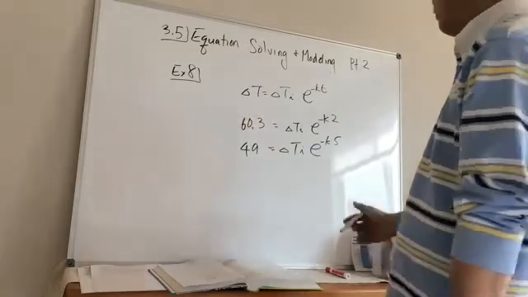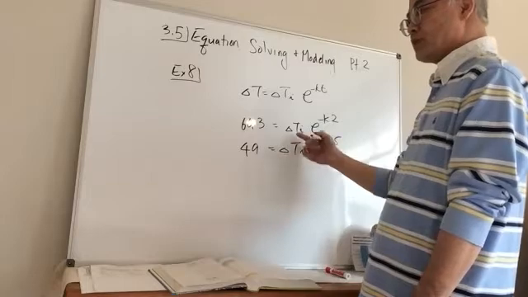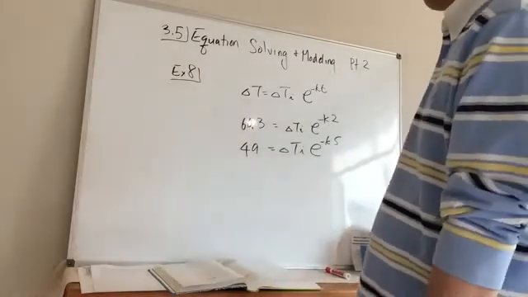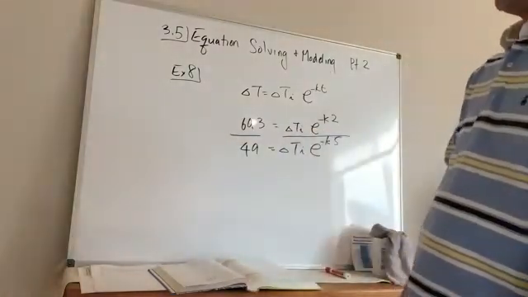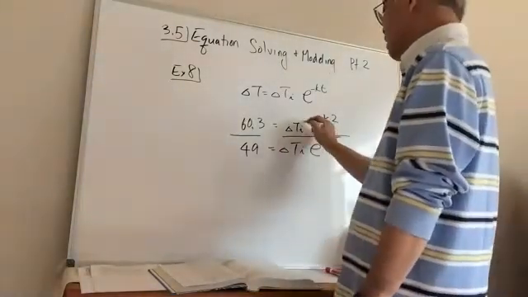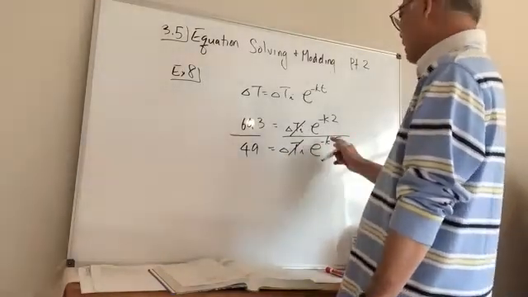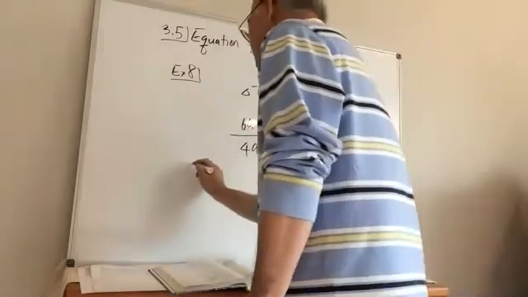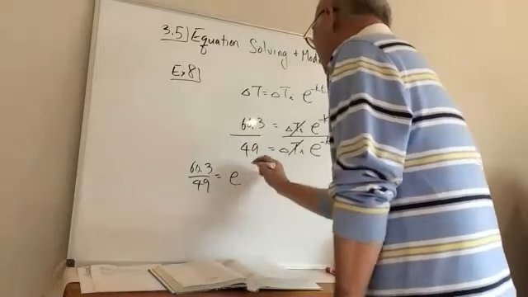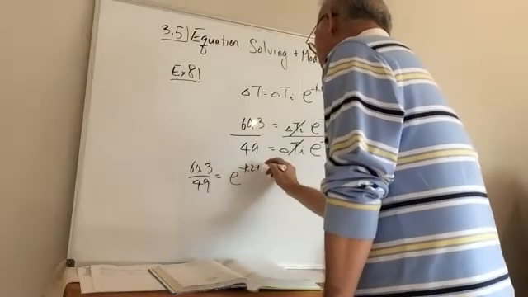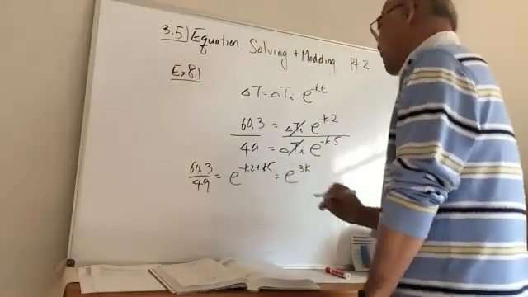So now let's look at this. I have 2 unknowns, delta Ti and the k. I have 2 separate equations, so I should be able to solve this. The way I'm going to do that is I'm going to divide both sides like that. What that accomplishes is that this guy now goes away. So now I have 1 unknown. All I have to do is solve for k. So I get 60.3 over 49 is equal to e to the negative 2k plus 5k. So it's going to be e to the 3k.